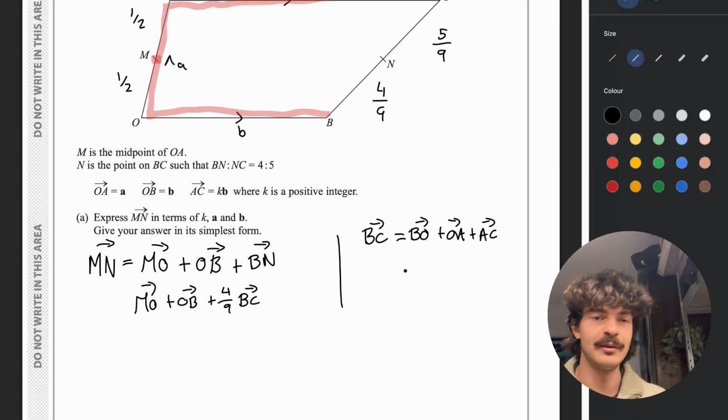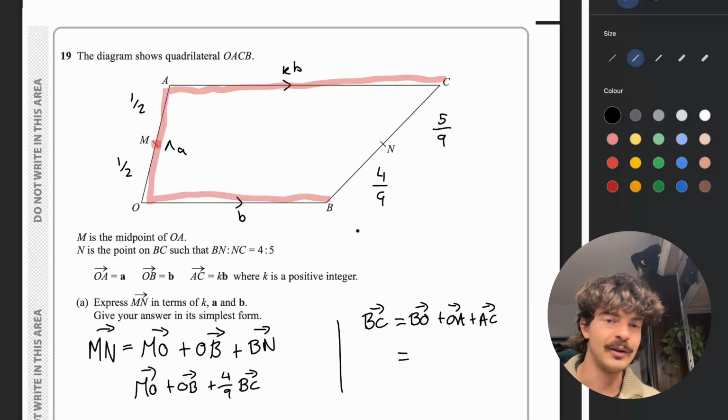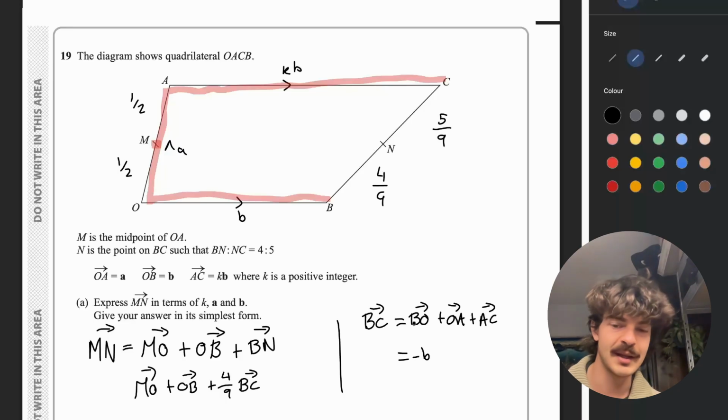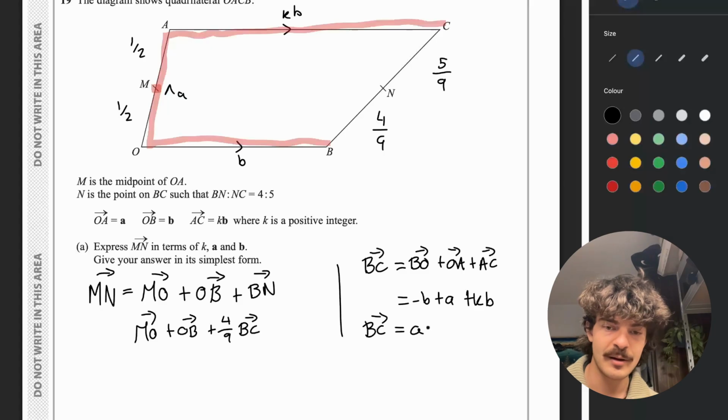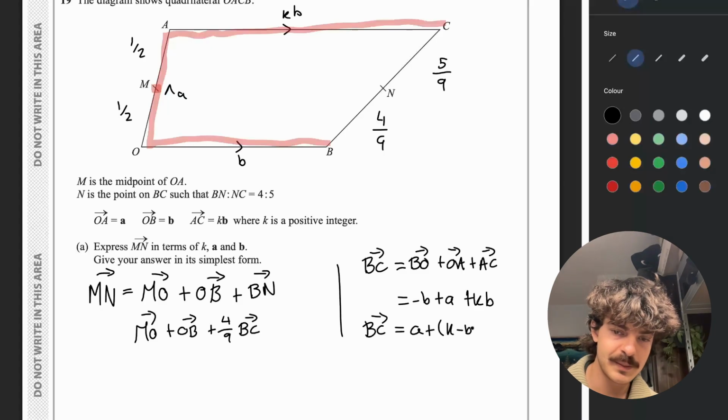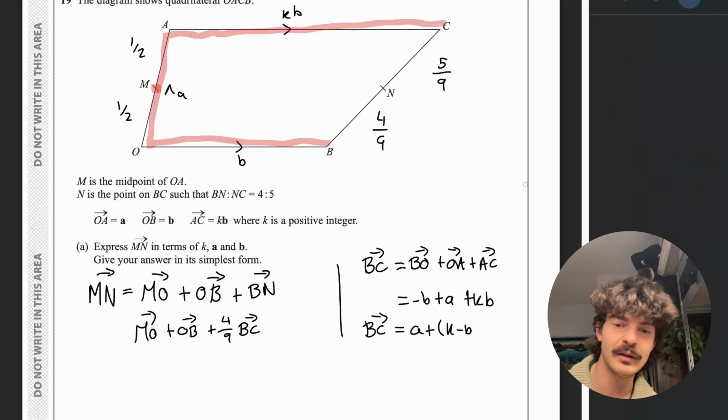So look at this, right? If we go back up and look at what we've got, well, B to O, that's going to be minus B. We're going in the opposite direction. O to A, well, that's just a 1A. And then A to C is just plus a KB. Nice. So B to C is equal to A plus K minus 1 B.